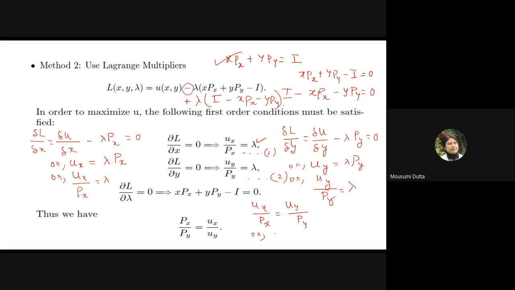or ux by uy is equal to px by py, or MRSxy is equal to px by py. So from 1 and 2, since both the values are equal to lambda, we can write ux by px is equal to uy by py, and from there we are getting ux by uy is equal to px by py.